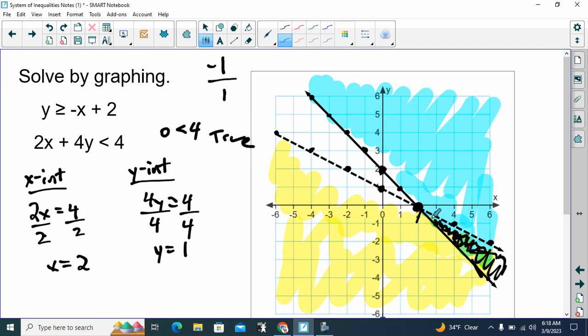Just 2 examples in the notes today. That's all we've got for the notes. Graph each line, shade each inequality, and then see where those 2 shadings overlap.